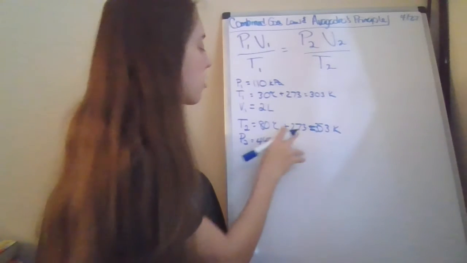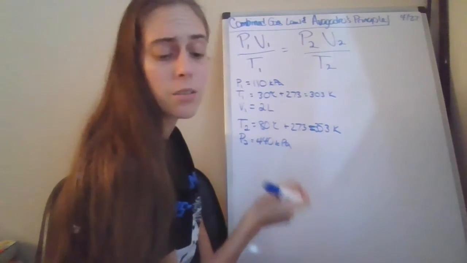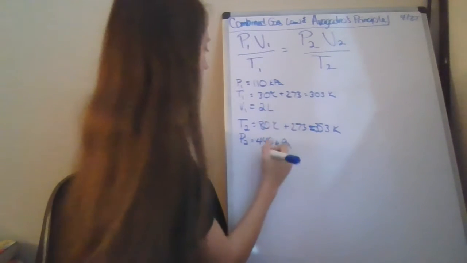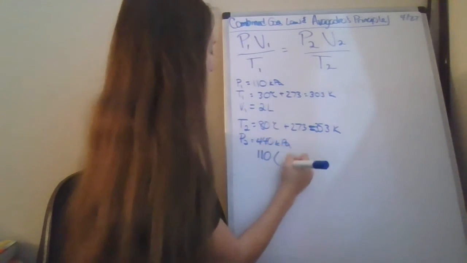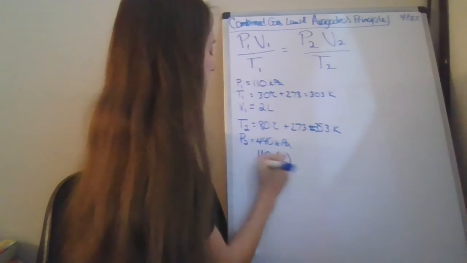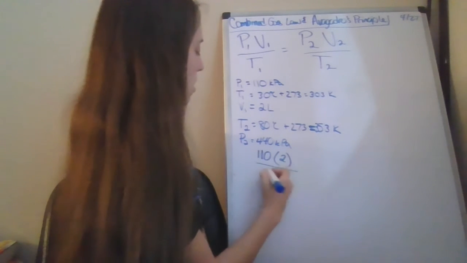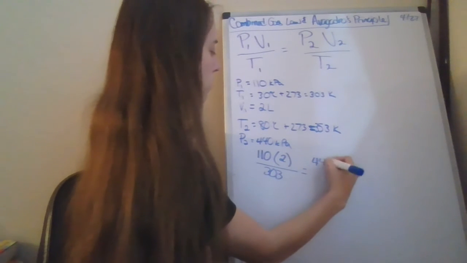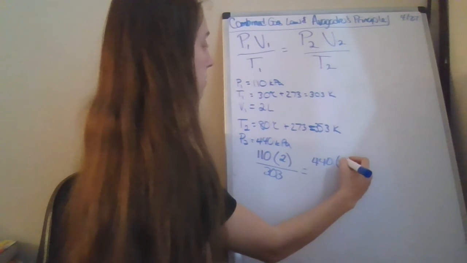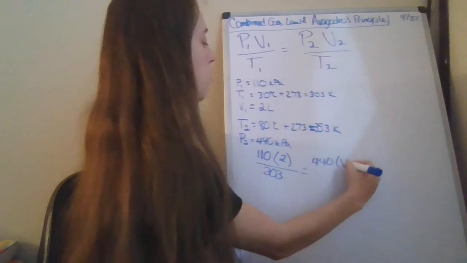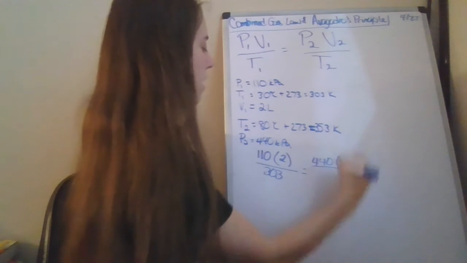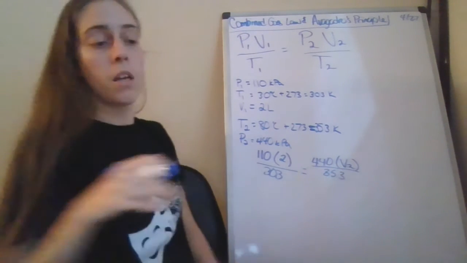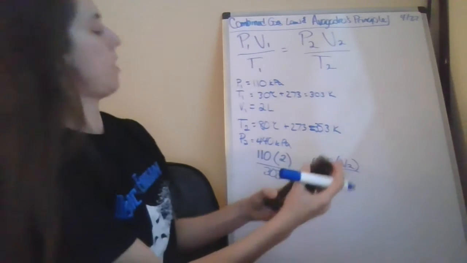So we adjusted our temperatures to be Kelvin already. Now, all we do is plug it in. We've got pressure 1, 110, times volume 1, 2, divided by temperature 1, 303, equals pressure 2, which is 440, times volume 2, which we don't know, that's our unknown, divided by temperature 2, which is 353.